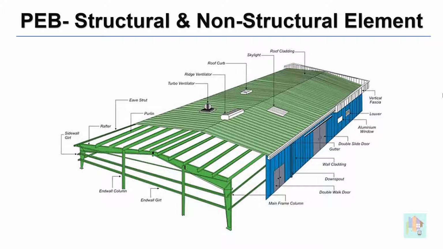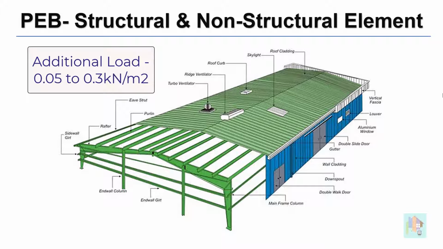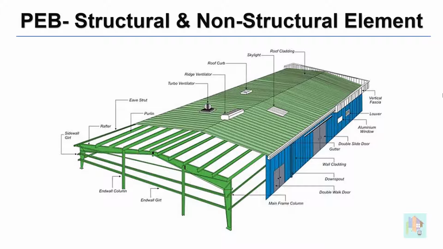Total load intensity varies between 0.05 to 0.3 kN per meter square. For this model, we will consider the additional load intensity as 0.1 kN per meter square. Apart from this, if there is any additional attachment, that should be considered separately.